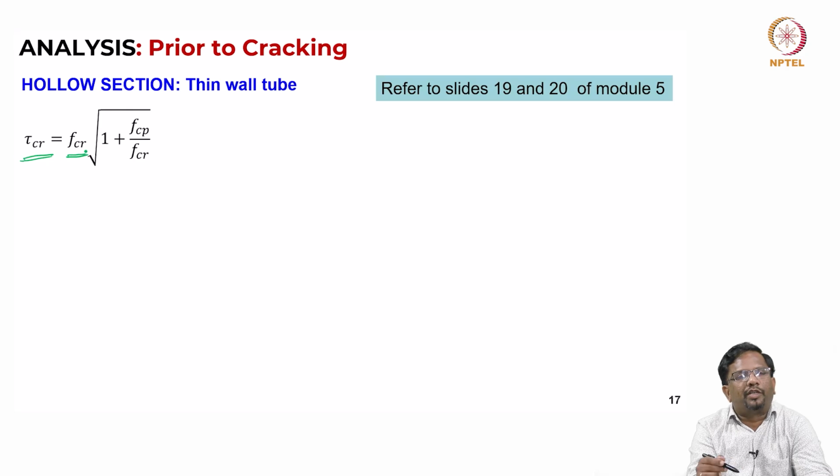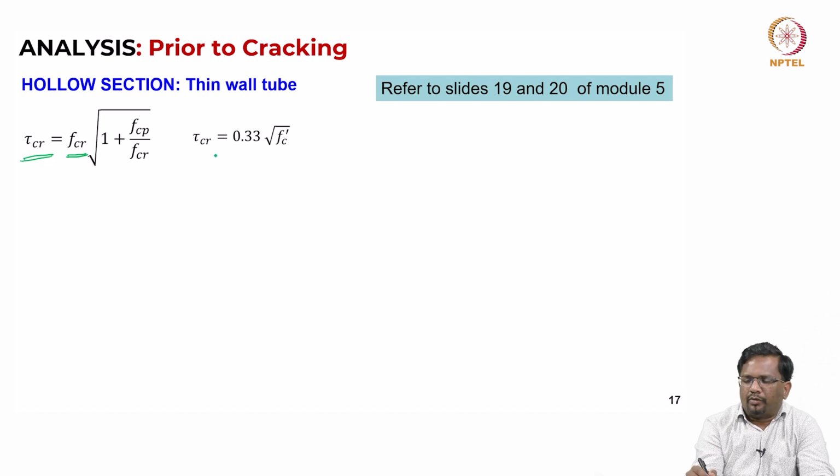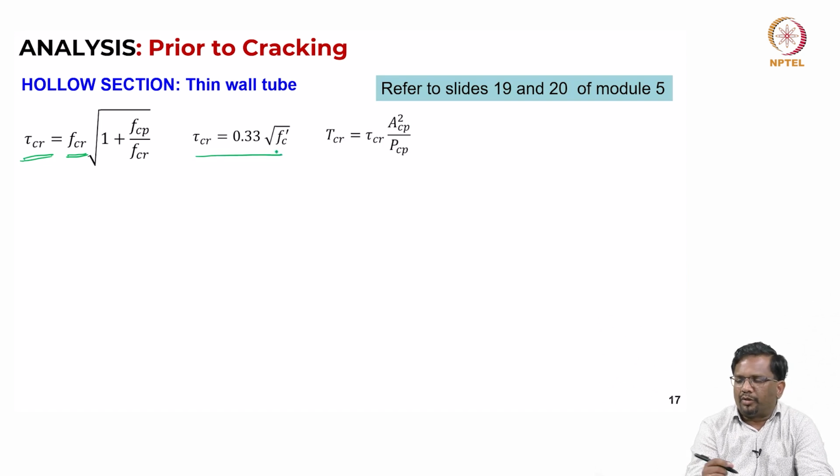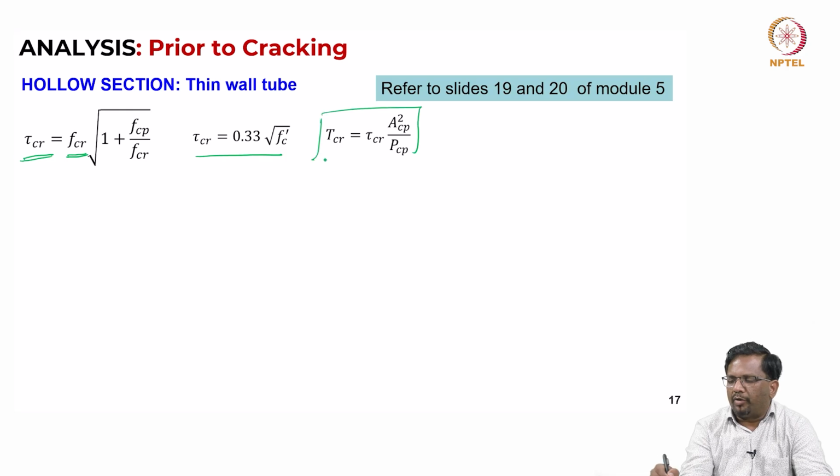We are putting in terms of fcr, which is the modulus of rupture times square root of 1 plus fc by fcr, as the strength that I need to consider to include the effect of pre-stress, right. Now, tau cr is taken as 0.33 square root of f prime c. Now, for Tcr we again derived this formula previously.